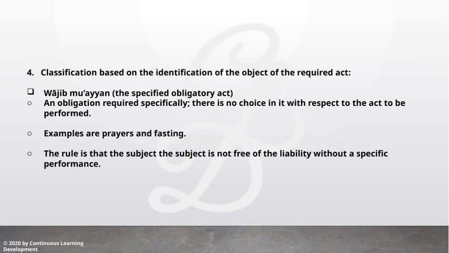Now, let's move on to the next classification, which is based on the identification of the specific object of the required act. Here, we focus on what we call wajib muayyan, or the specified obligatory act. Essentially, this means that the obligation is tied to a particular act that must be performed. There's no option or choice involved when it comes to what needs to be done. For example, when we talk about prayers or fasting, these are clear-cut actions that are specifically prescribed.